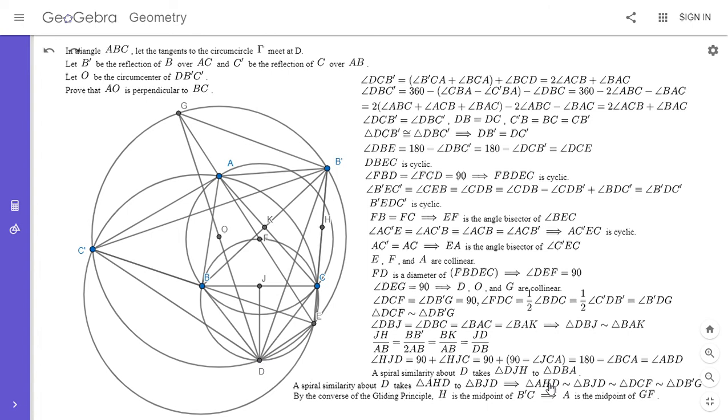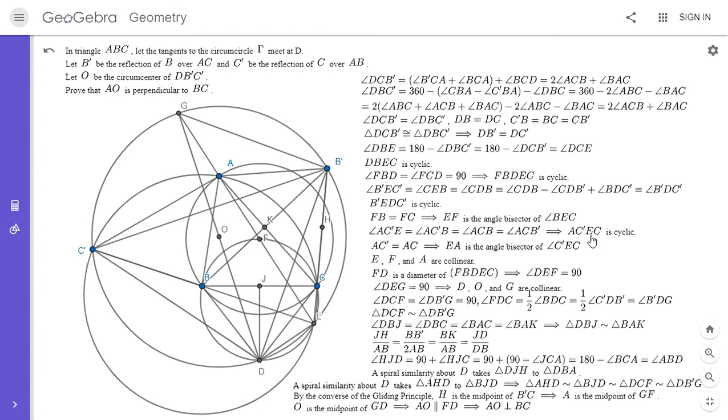So since we know triangle AHD is similar, A is the midpoint of GF, and that gets us where we want because we know that O is also the midpoint of GD, and so that means that AO has to be parallel to DF. Because if O is the midpoint of GD and A is the midpoint of GF, AO is parallel to FD, and it's clear that FD is perpendicular to BC because FD is a diameter of the circle. And so AO also has to be perpendicular to BC.